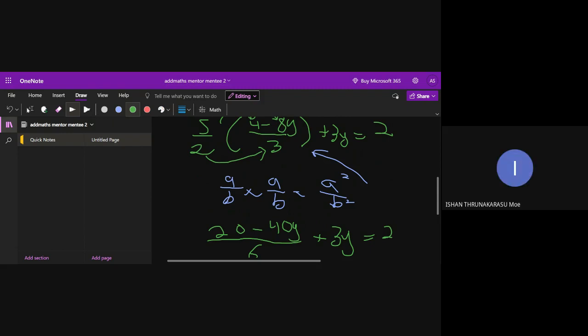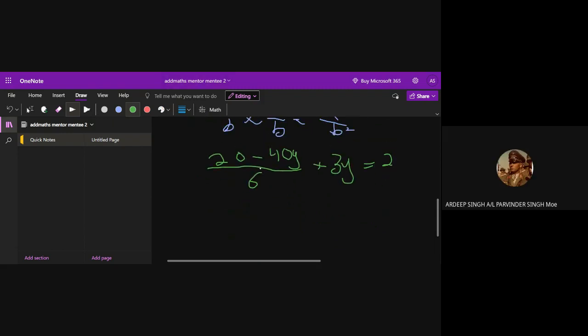Okay, Mike. Alright, boss. So now when we have it like that, I want to take out the six. How do I take out six? Just now I told you the story about the Indiana Jones, right? What I do is I times it by six, the same thing. Times all with 6. So what you get is 20 minus 40y plus 18y equals 16.